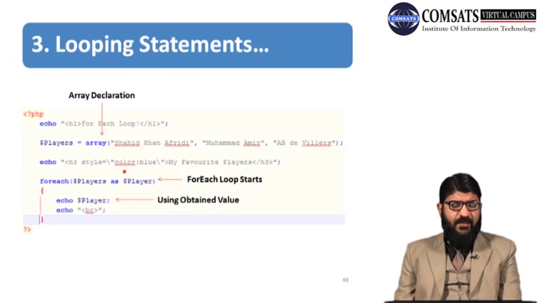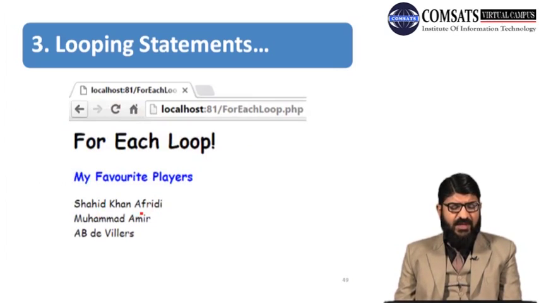Now we are seeing an array example. Here you can see we have declared an array of players with the first value Shahid Khan Afridi, the second Muhammad Amir, and the third AB de Villiers. Now we are echoing each player's value, and for that we have executed a foreach loop, where the pair represents all values. See the output: the first value, the second and the third one, and when it goes for the fourth one, it does not match the required condition, so it is terminated.